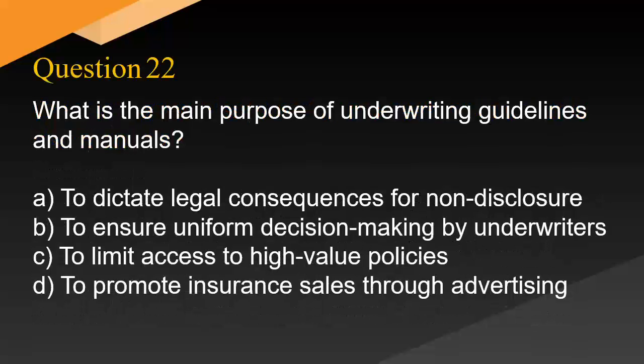What is the main purpose of underwriting guidelines and manuals? A. To dictate legal consequences for non-disclosure. B. To ensure uniform decision-making by underwriters. C. To limit access to high-value policies. D. To promote insurance sales through advertising.